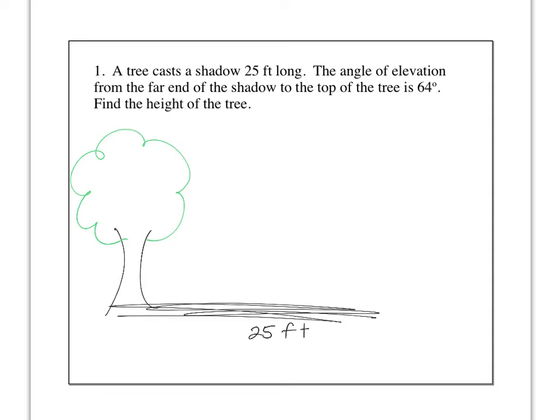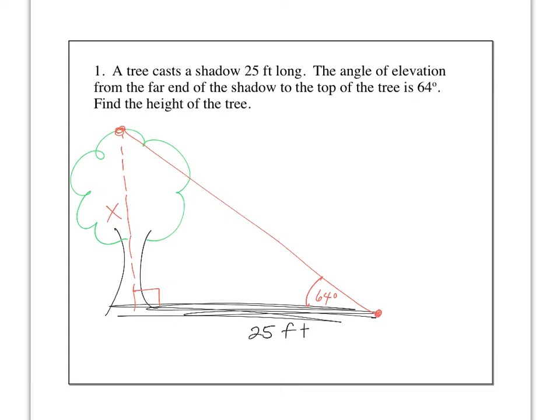The angle of elevation from the far end of the shadow, which would be like here, to the top of the tree, which would be here, that angle of elevation when we're looking up is 64 degrees. Find the height of the tree. So basically we want to find out X. We want to find out how tall is that tree.